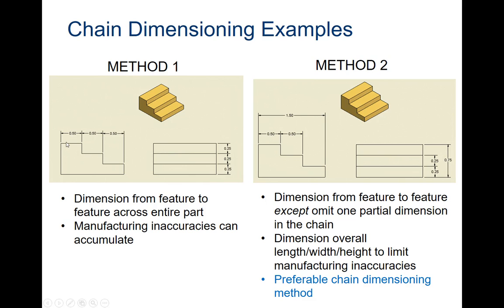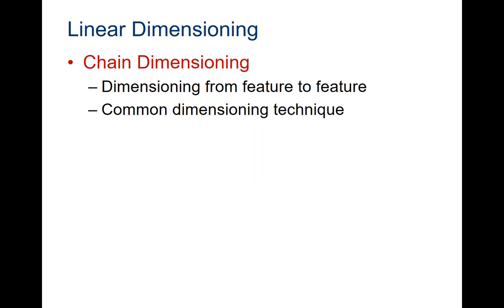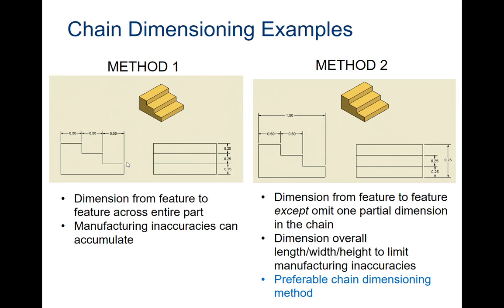The problem with this is say that this first dimension is slightly off. It's supposed to be 0.5, but it's 0.9. So now our next dimension is going to also be off because we're measuring it from this edge, which could be inaccurate. So the inaccuracies accumulate and build upon each other over time. We could end up with this entire part being way too short or way too long because we've just added on to it.